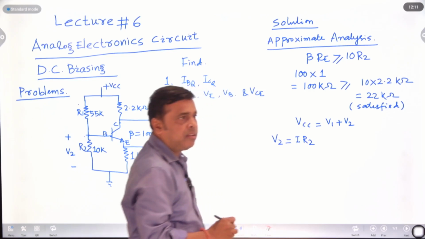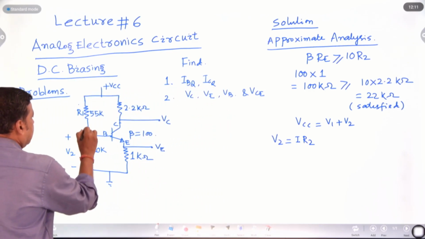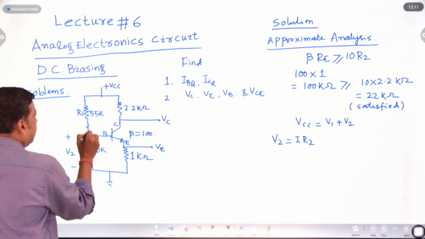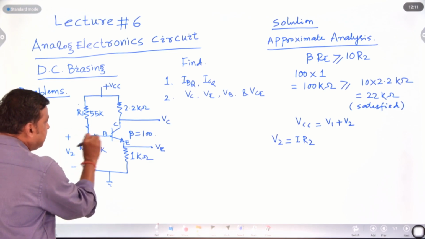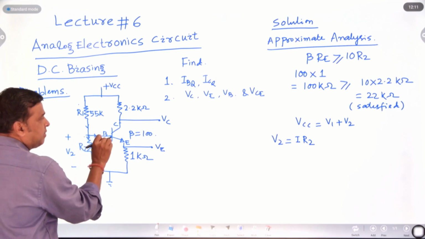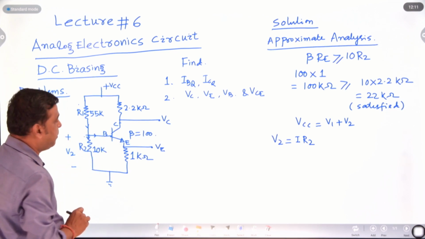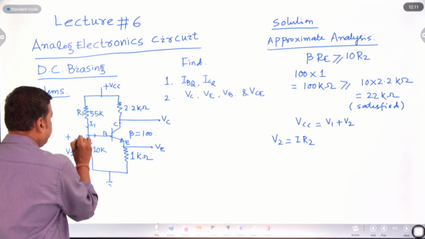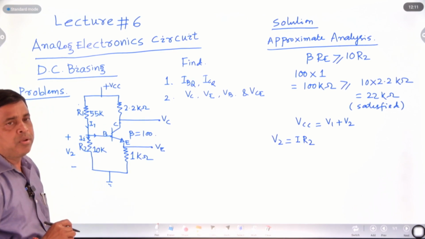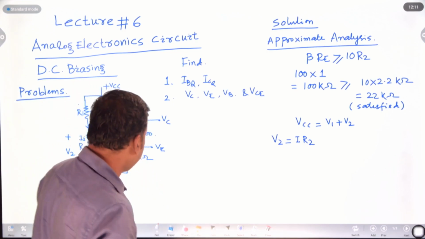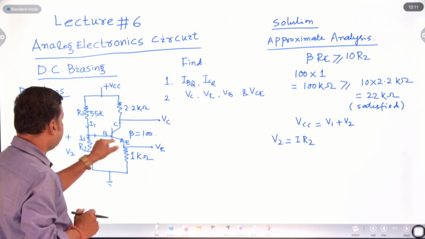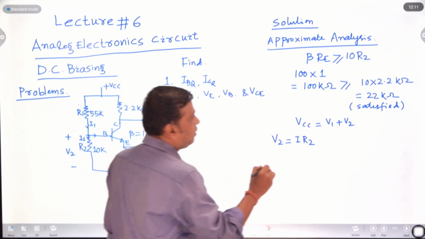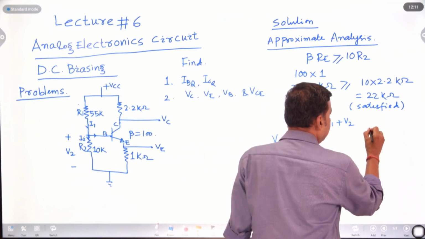In approximate analysis, this current equals this current plus this current. This is I1, this is I2, this is IB, the base current, since this terminal is connected to the base. In approximate analysis, we have neglected the base current. So if base current is neglected, it is nearly equal to 0. So I1 equals I2.